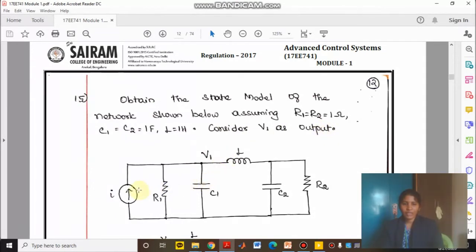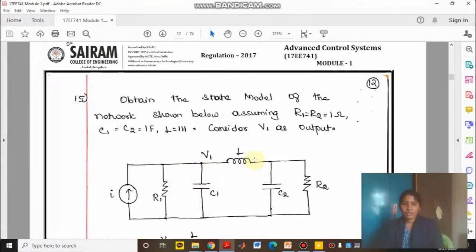Here we have a current source, which is your input. We have two resistances that should be considered as 1 ohm according to the given problem, the value of C has to be taken as 1 farad, and the value of L has to be taken as 1 Henry. Now we need to identify how many state variables are in the given problem.